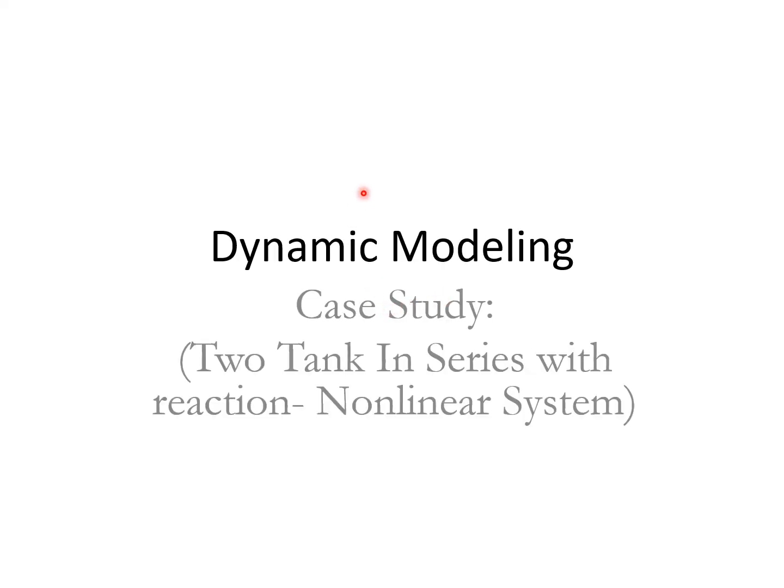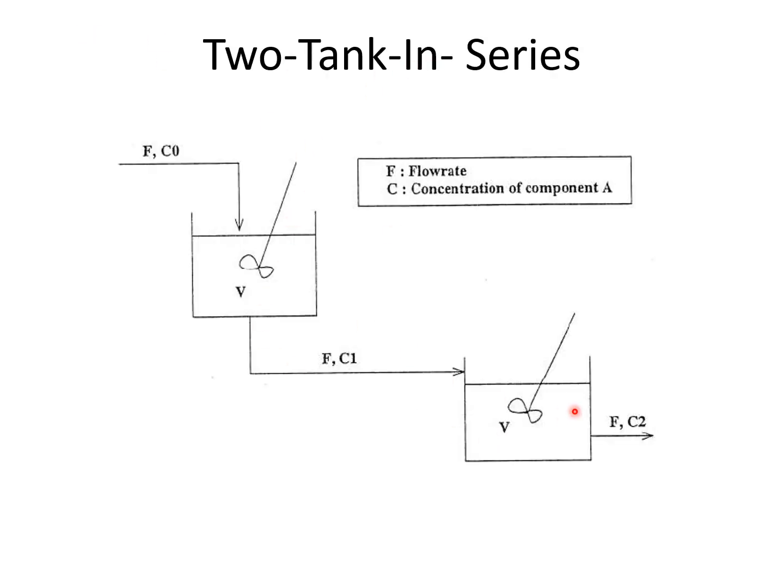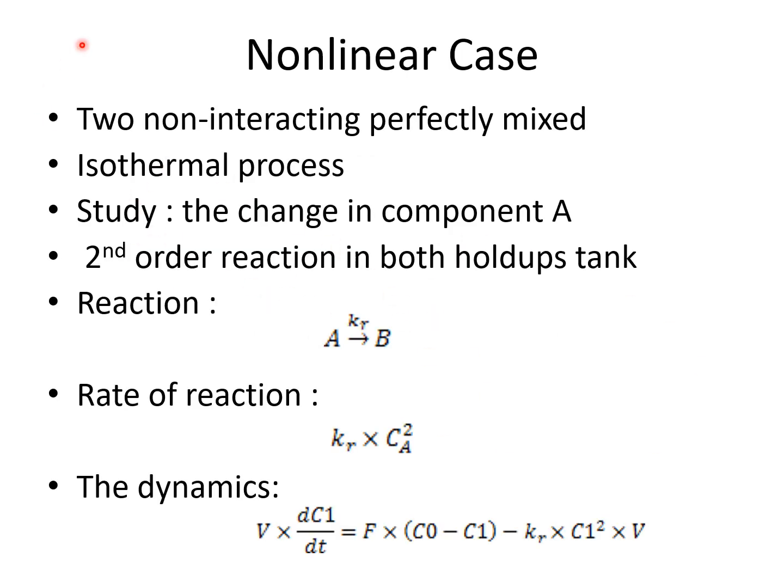And for the dynamic modeling, the case study is two tanks in simulation. Here are two normal tanks, but we have a reaction in them. So it's non-interacting, perfectly mixed, isothermal. So we're just looking at the concentration, not the temperature. We can also have both temperature and concentration, or only one, or whatever else. It's up to us. In this case, it's isothermal, so we just consider concentration. We have this reaction going on, so this is a nonlinear system.